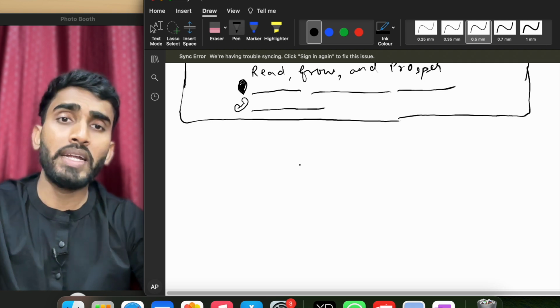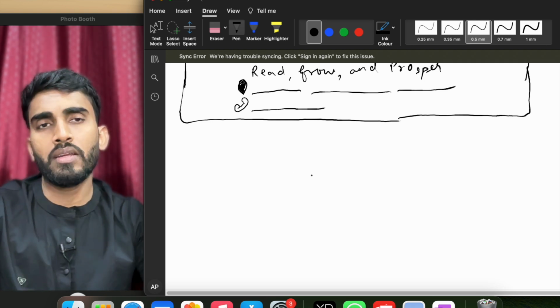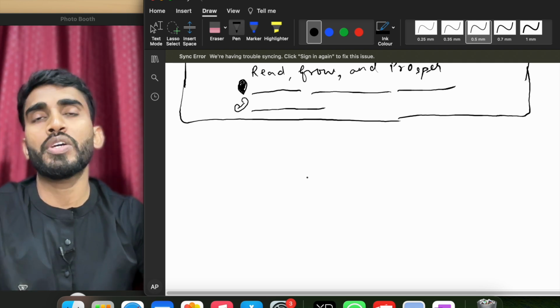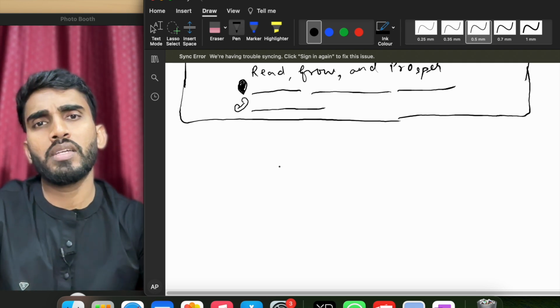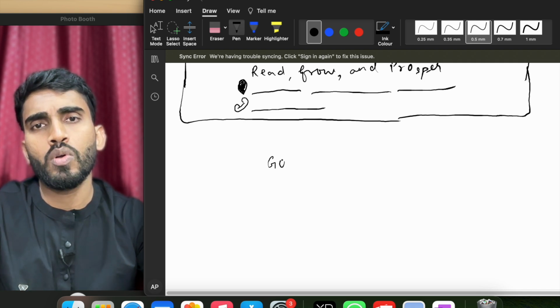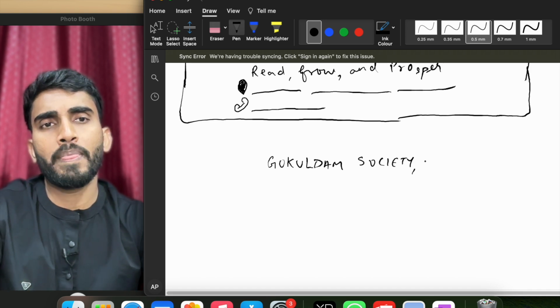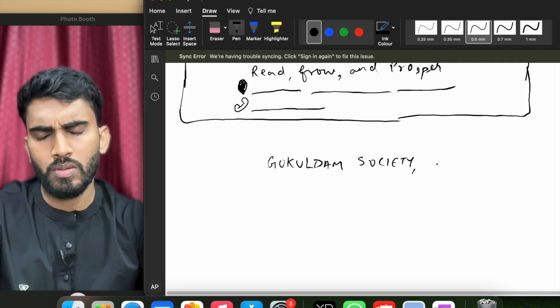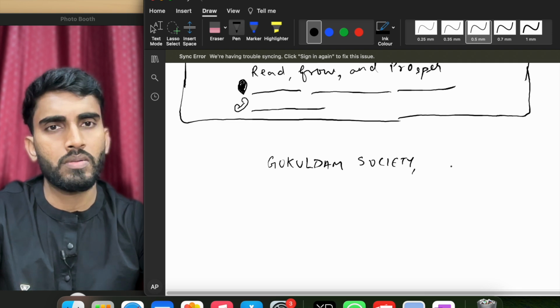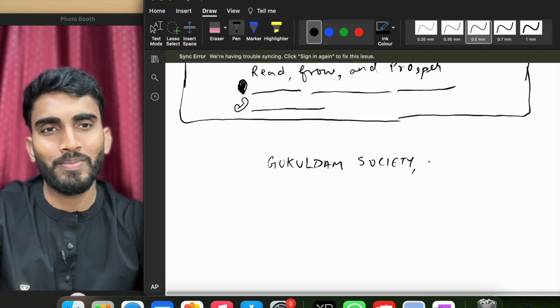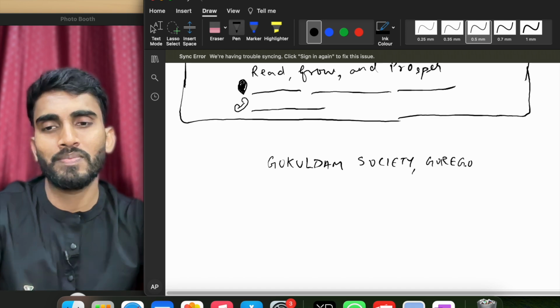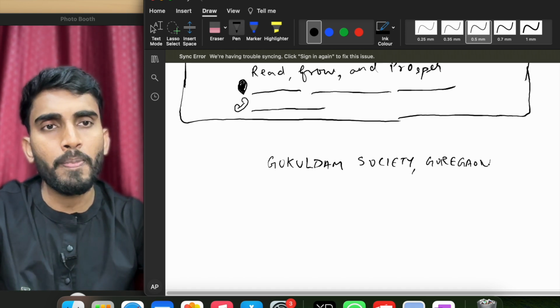So for notice, first of all, you have to write the name of the school, if you are writing a notice for school. Here it is not for school. Here we have to write the name of a society. So let us say Gokul Dam Society. What is the name of the place? Goregaon. Not necessary to write Goregaon, but let it be Goregaon. Okay.